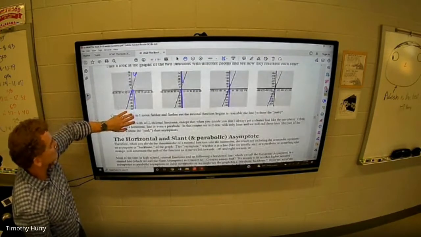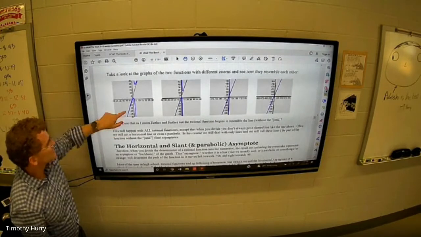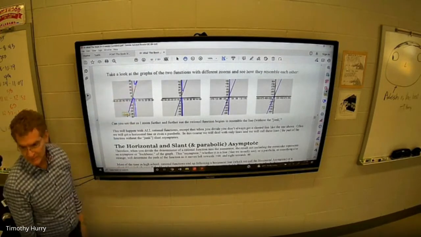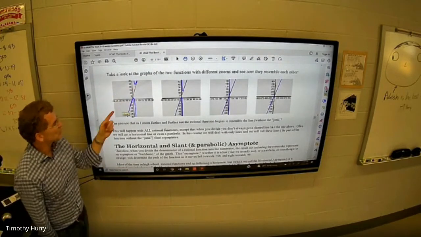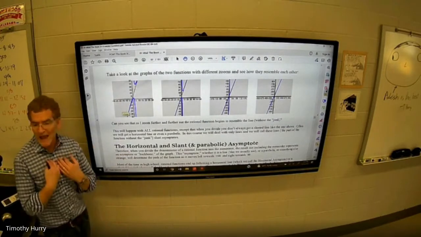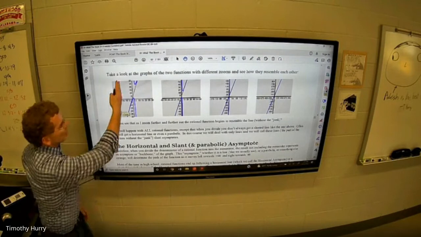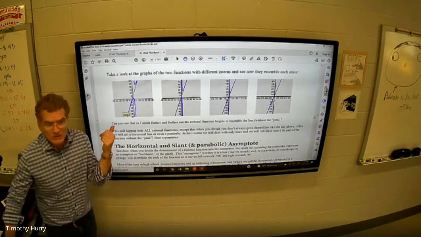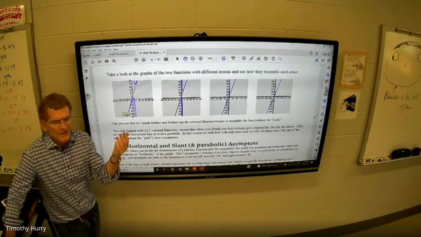Flip to the next page. Here is the first function in blue. Now you also see that little diagonal line. That is the slant asymptote. So if I graphed the original function, all I would see is this blue thing. And if you looked at this blue thing, what would you describe this as?